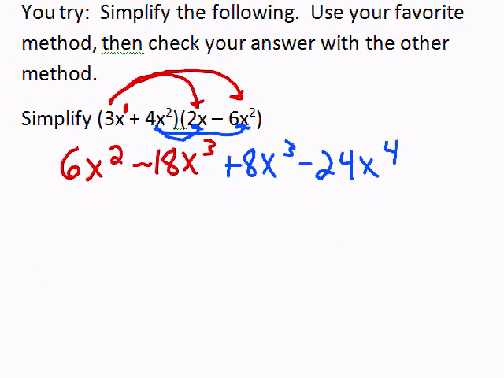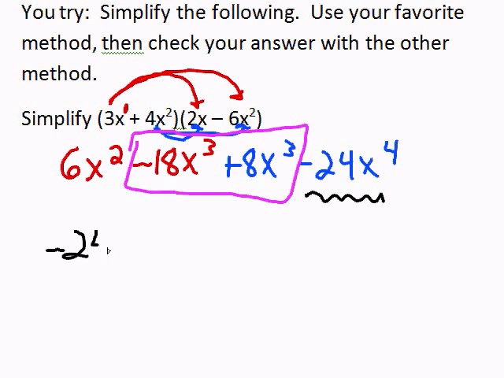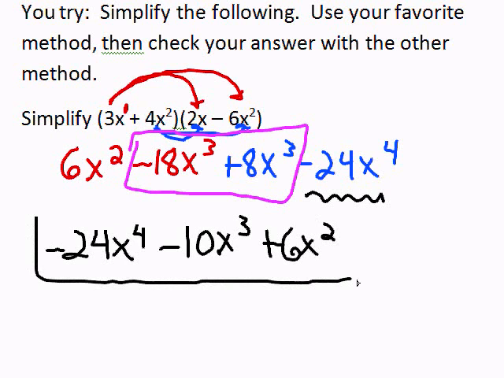Now all I have to do is combine my like terms. I'm going to use a separate color to signify that. I have a negative 18x to the third and a positive 8x to the third, so I can combine those. So when I write my final answer from left to right, largest exponent to smallest, I'm going to write the negative 24x to the fourth first. Then I'm going to combine the negative 18x to the third plus 8x to the third, which gives me negative 10x to the third. And then I have a positive 6x squared left over. And there you go. We have distributed using the other method of keeping track of our multiplication.